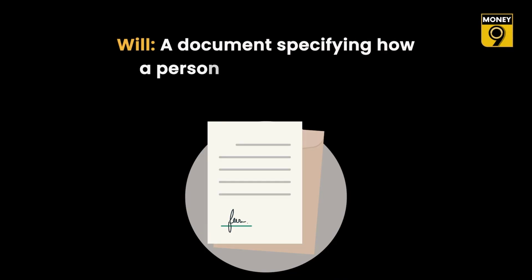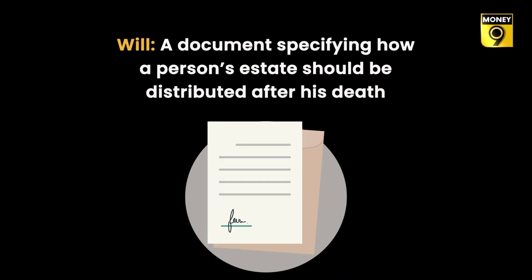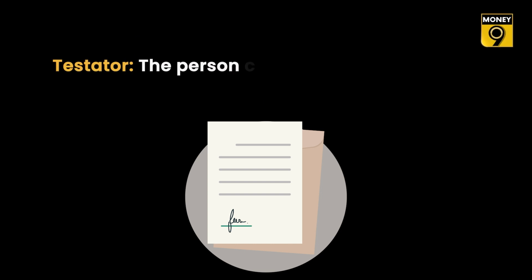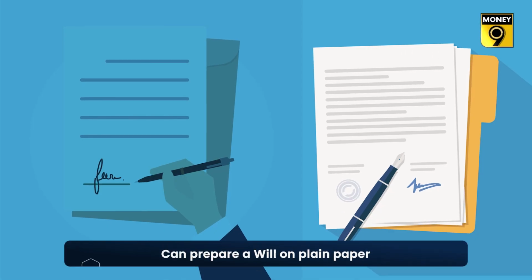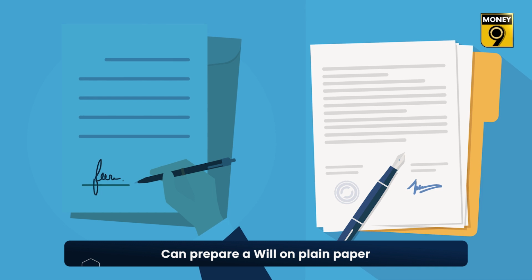A will is a document that dictates how a person's assets will be distributed after his death. The person who creates or writes the will is called the testator. The person mentioned in the will who would receive the property gets the assets of the family. A will can be prepared on plain paper, but it must have the signature of the testator.